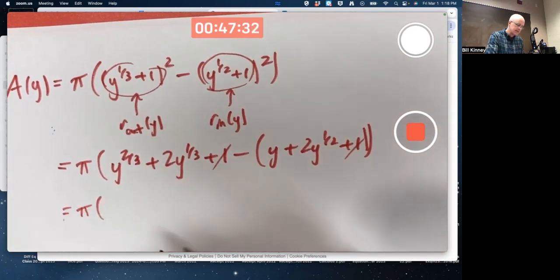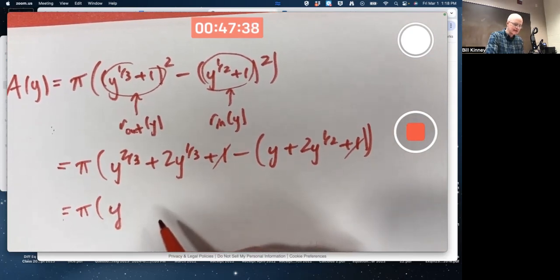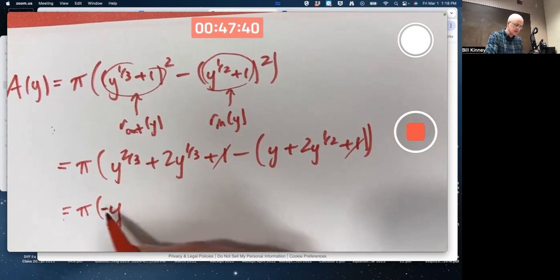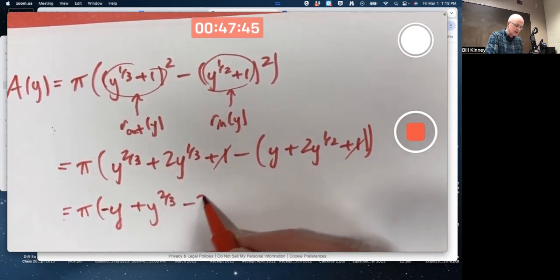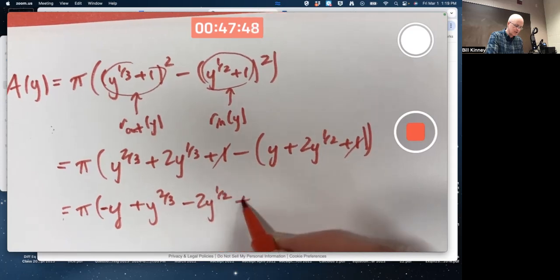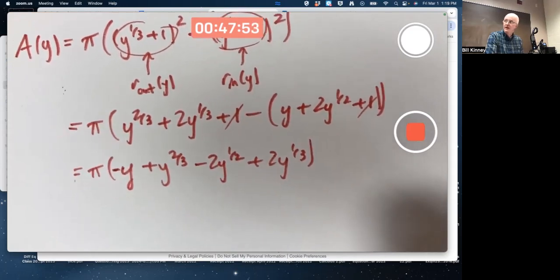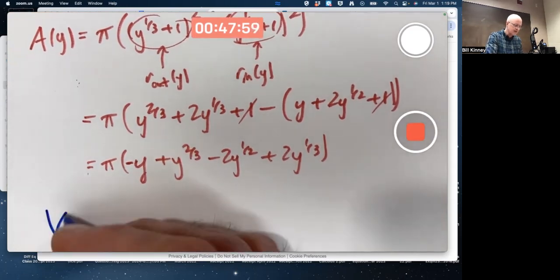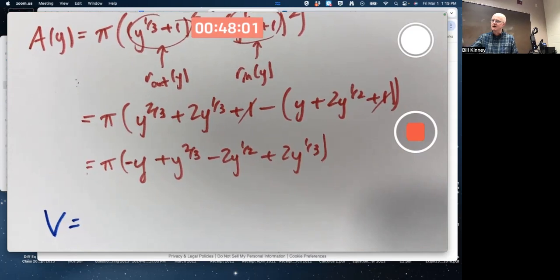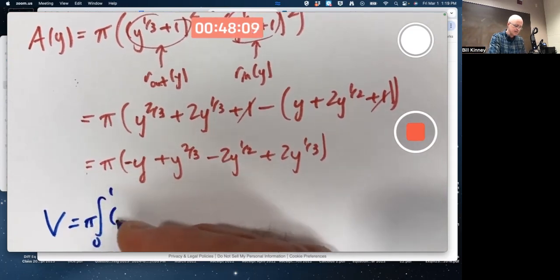If I write this in descending powers of y, the highest power is y to the 1st. The next highest is y to the 2, with a minus sign, excuse me. The next highest is y to the 2/3. Then minus 2 y to the 1/2. Then plus 2 y to the 1/3. That's my A of y. That's the function I have to integrate. So the volume of the other solid obtained by a horizontal rotation about a vertical axis at x equals -1 is the integral of this thing from 0 to 1.